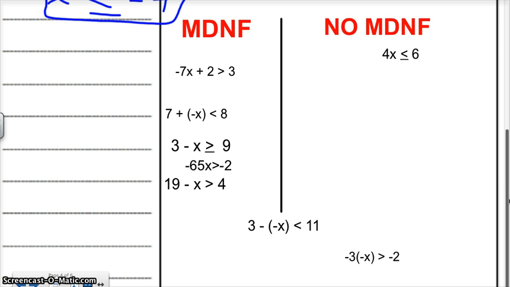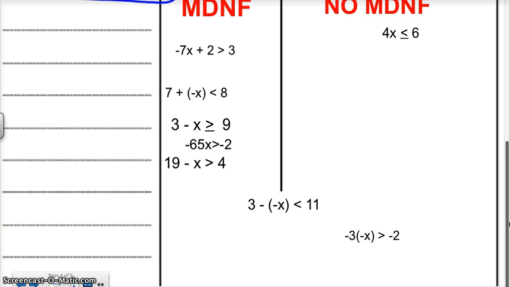3 minus the negative x. No. Oh, good job. I would not MD&F this because this is 3 plus x is less than 11. I do not have to MD&F if it's a positive.